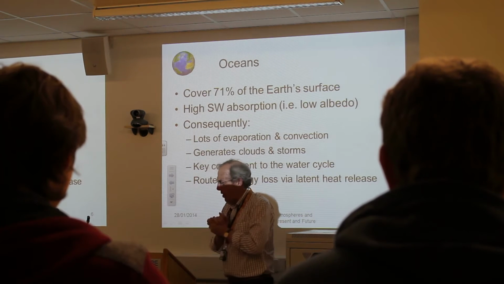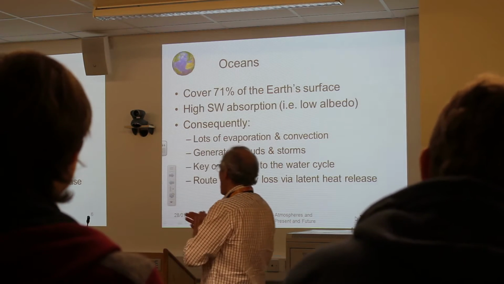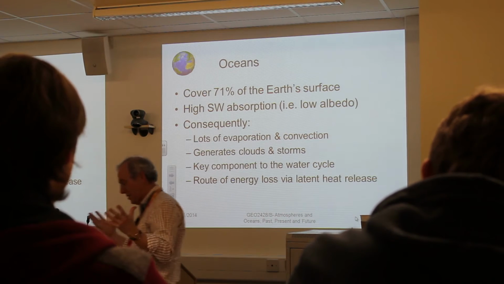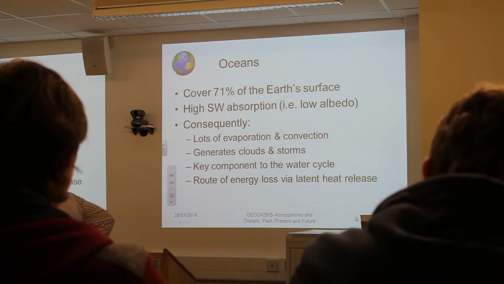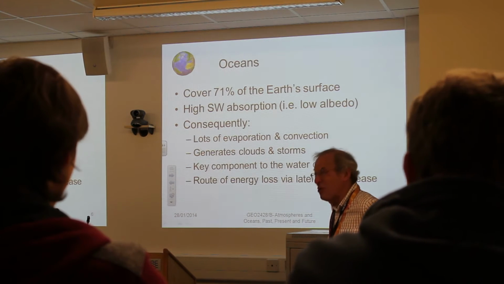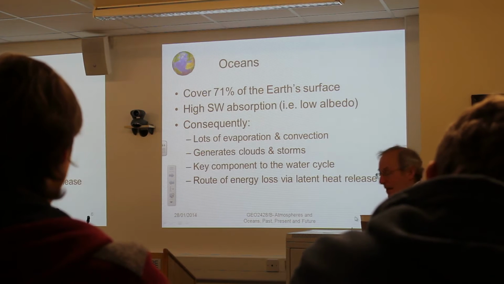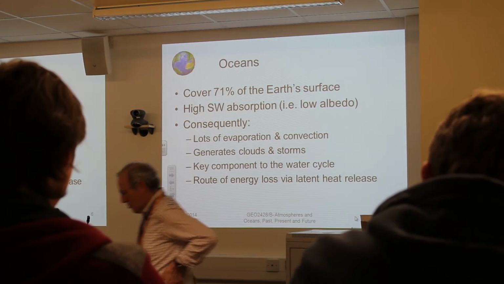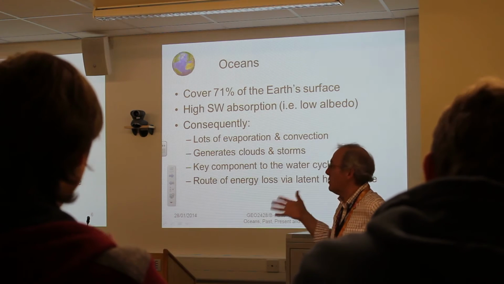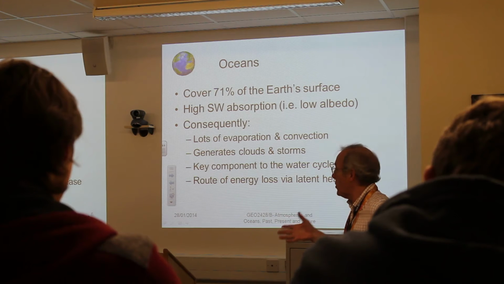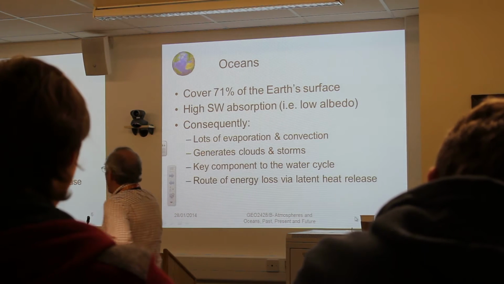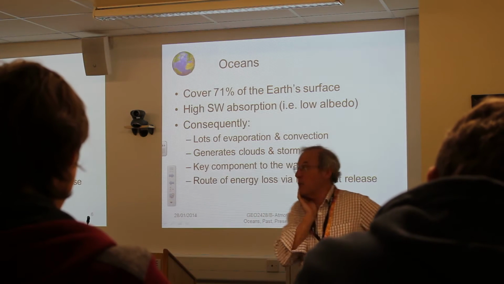So oceans: 71% of the Earth's surface. High shortwave absorption, low albedo. We've talked about this already, the importance of this dark mass which doesn't reflect radiation particularly well, absorbs an awful lot of shortwave radiation and therefore is an enormous source of heat. And this is why it's tricky to understand the linkage of the ocean and the atmosphere, because so much of it is ocean. And the ocean is a complex body that we don't know much about and is difficult to monitor at the scale. So we have lots of evaporation and convection because there's a lot of moisture available.